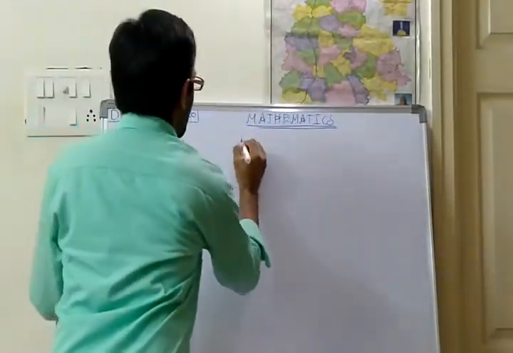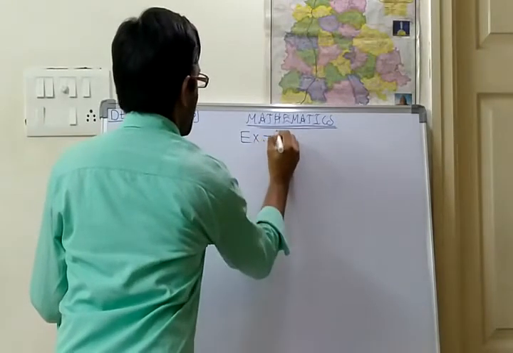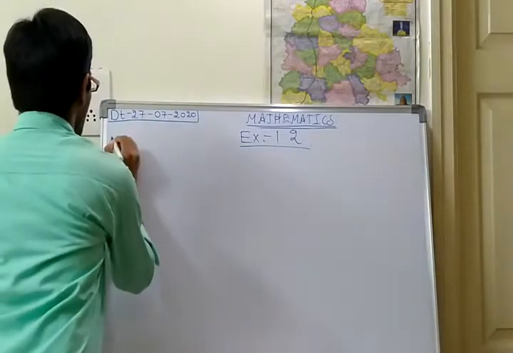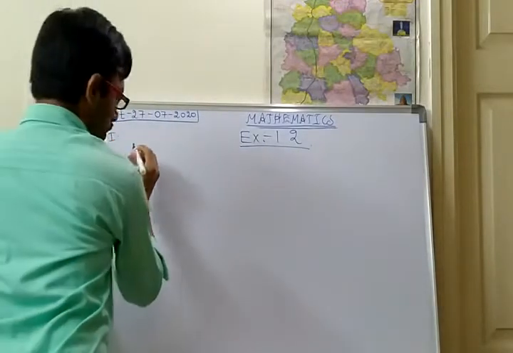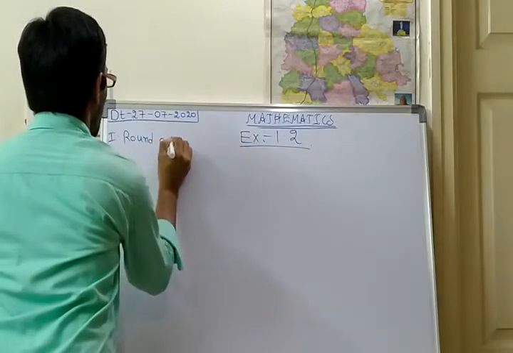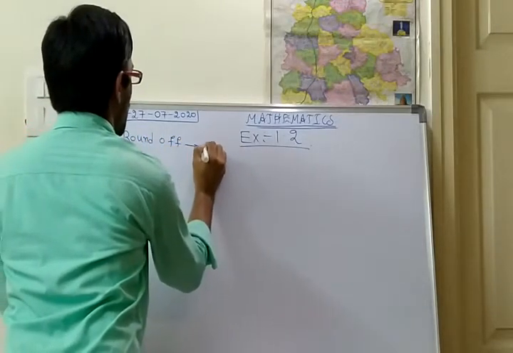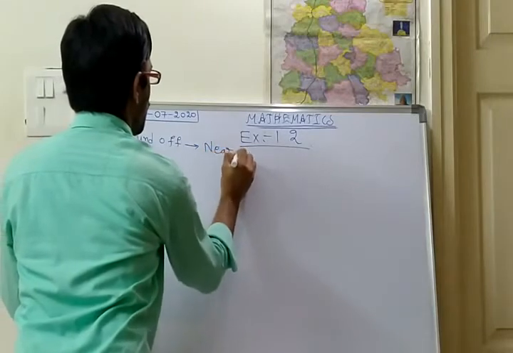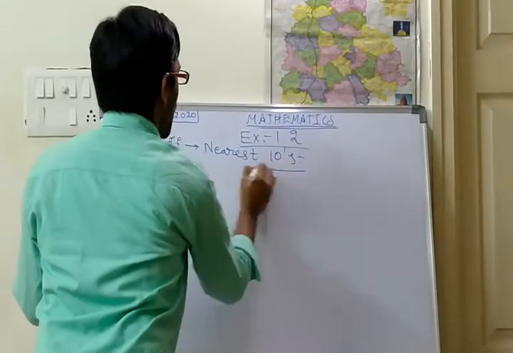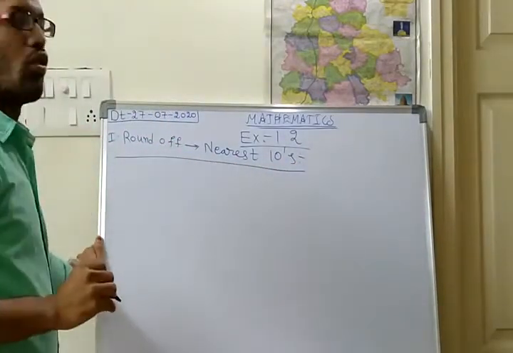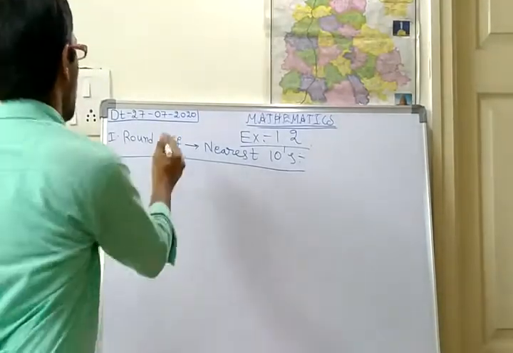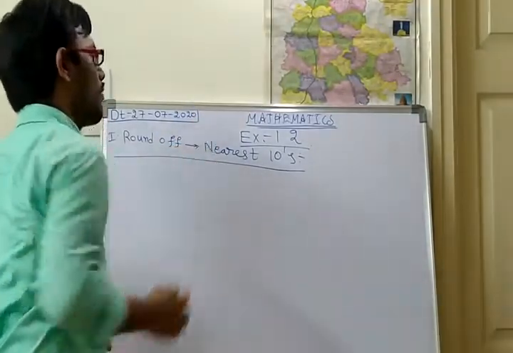Exercise 1.2, the first bit. What is the first bit? Round off to nearest tens. You might already know about nearest tens, hundreds, thousands. So just as an exercise part we should do some problems. So the first one.